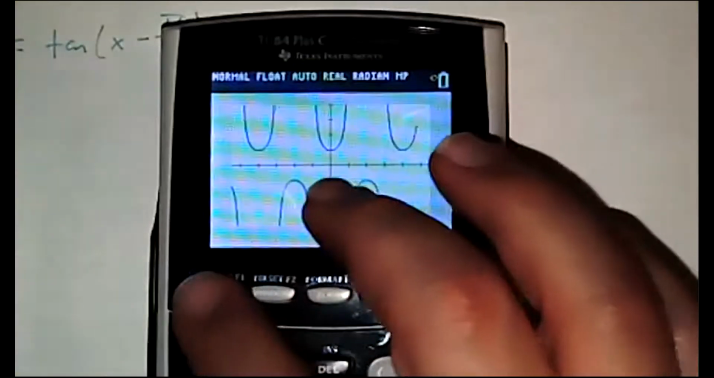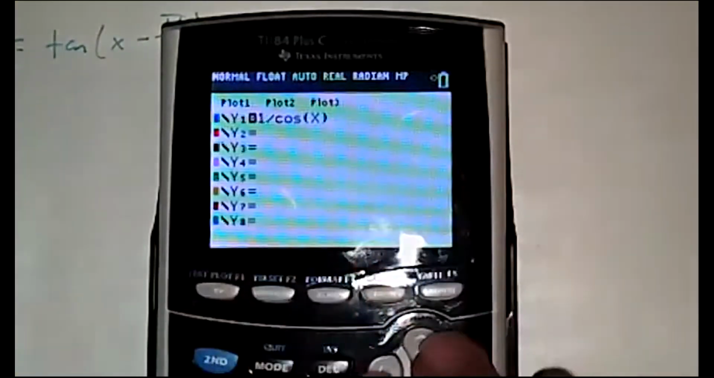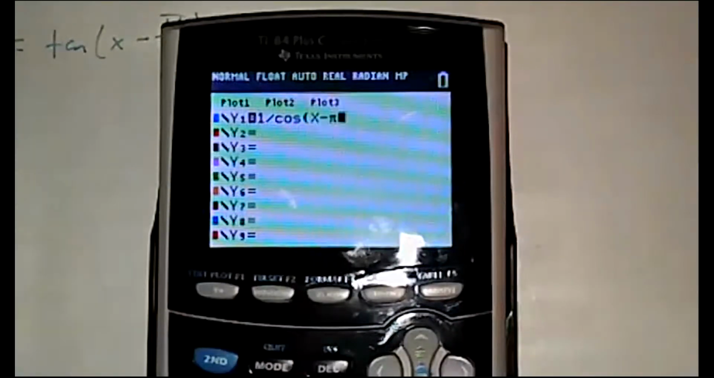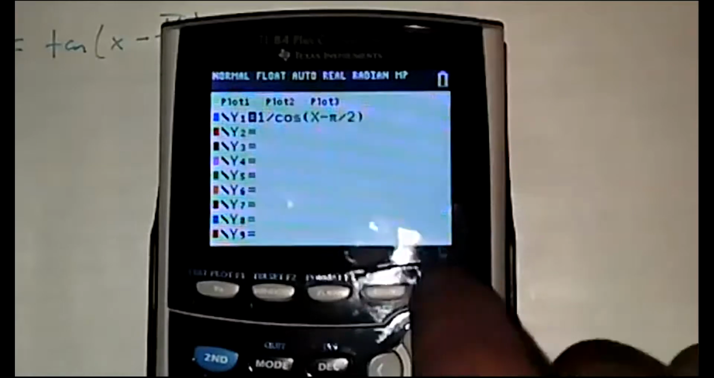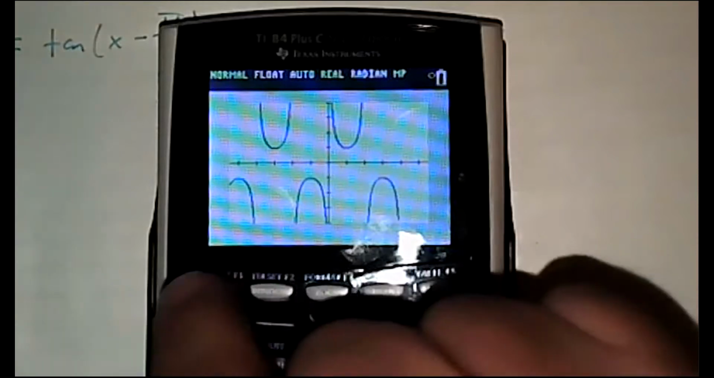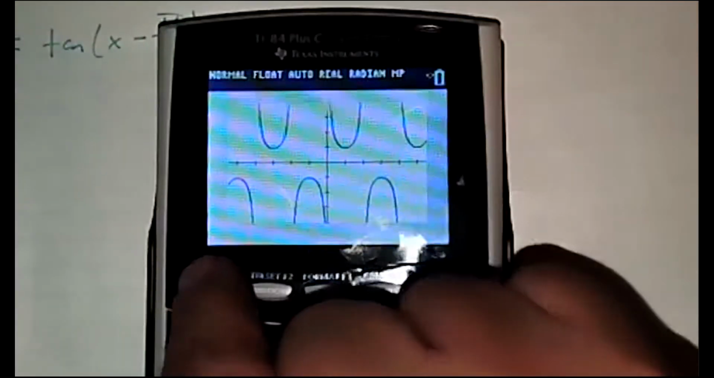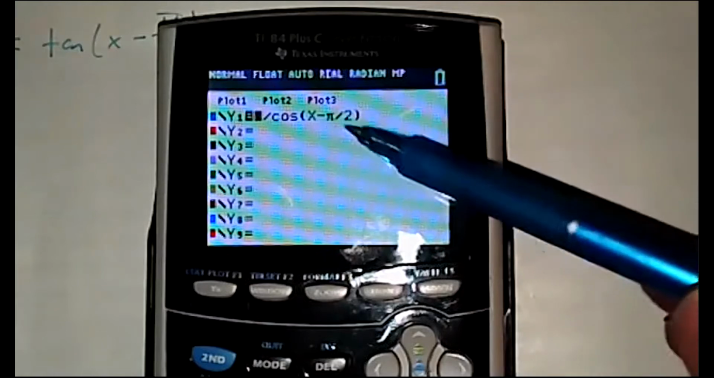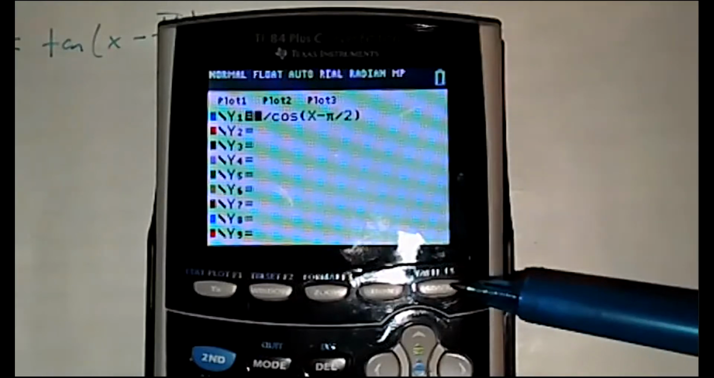Although that was x minus pi over 2. I forgot about that. I missed it. I was trying to write notes. Oh, it's okay. So yeah, you press y equals, and you do 1 over cosine because that's what secant means. Oh, yeah. So then you put x minus pi over 2 in here, and then just hit graph.